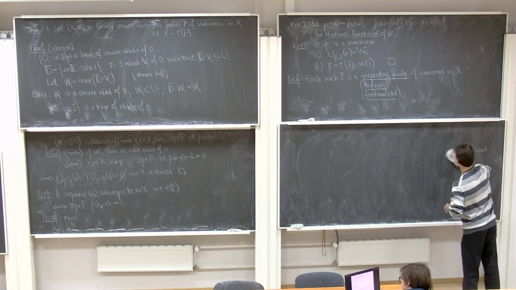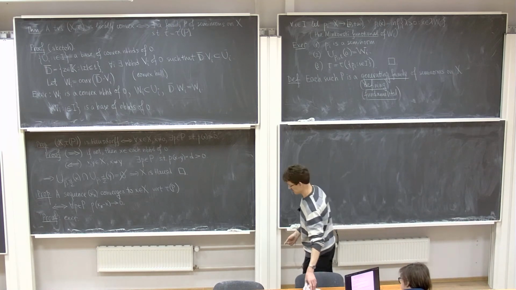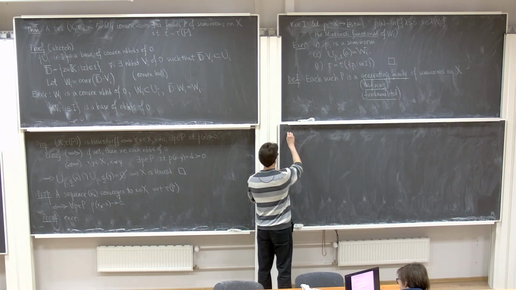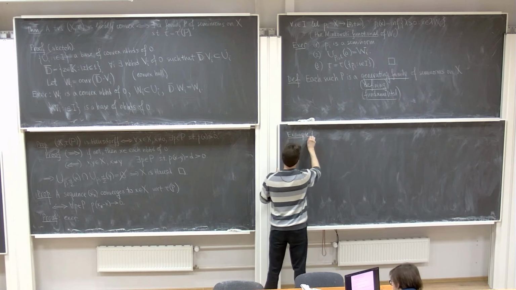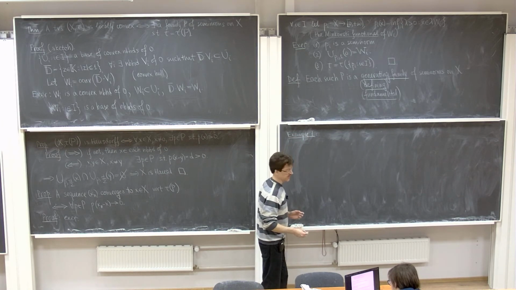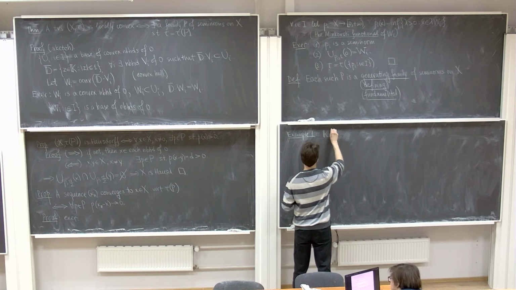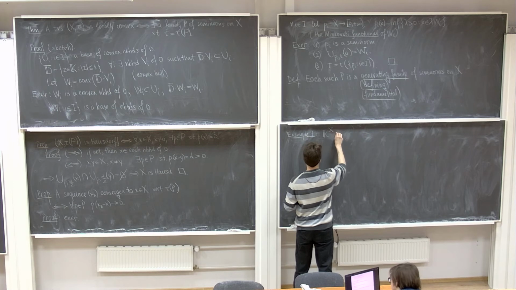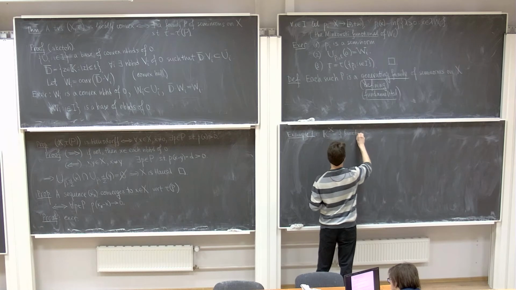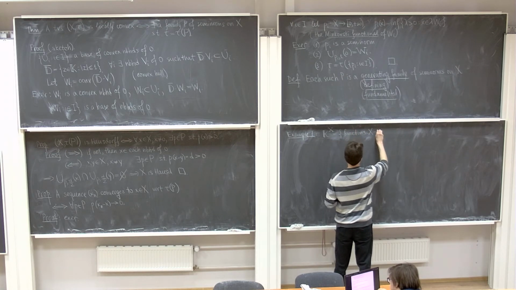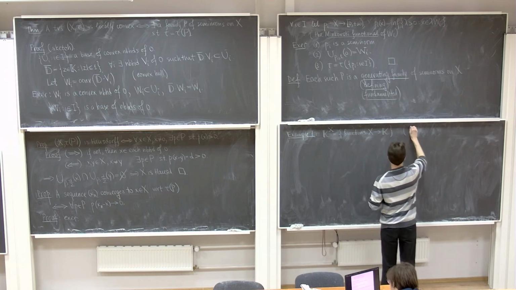Okay, so let's now look at some examples of locally convex spaces. Example 1 is the space of all functions on an arbitrary set X. K to the power X is the space of all functions on X with values in our base field, and X is an arbitrary set.